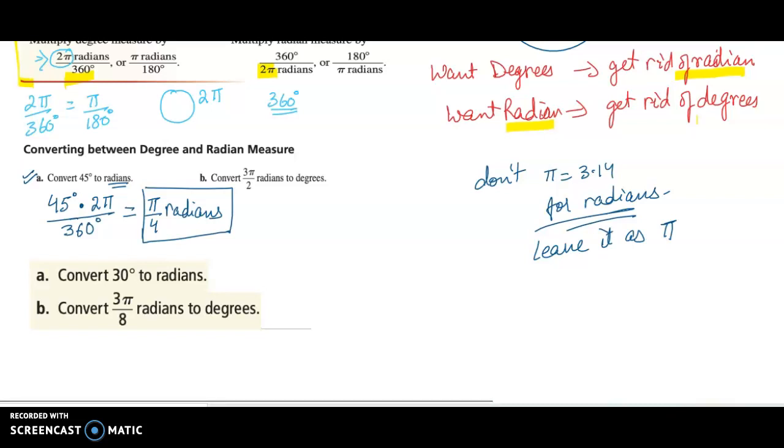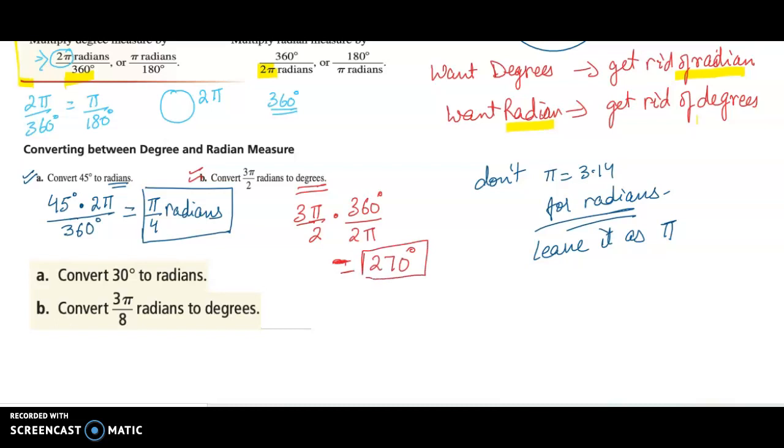Let's try one more. In this case, question number B, they want you to convert radians to degrees. So our priority is degrees. When priority is degrees, get rid of radian. 3 pi over 2 is what we have. I want everything to be degrees. I will introduce degrees and get rid of radians by dividing by 2 pi. Simplify it and I will get 270 degrees as my answer. See, simple. I told you.